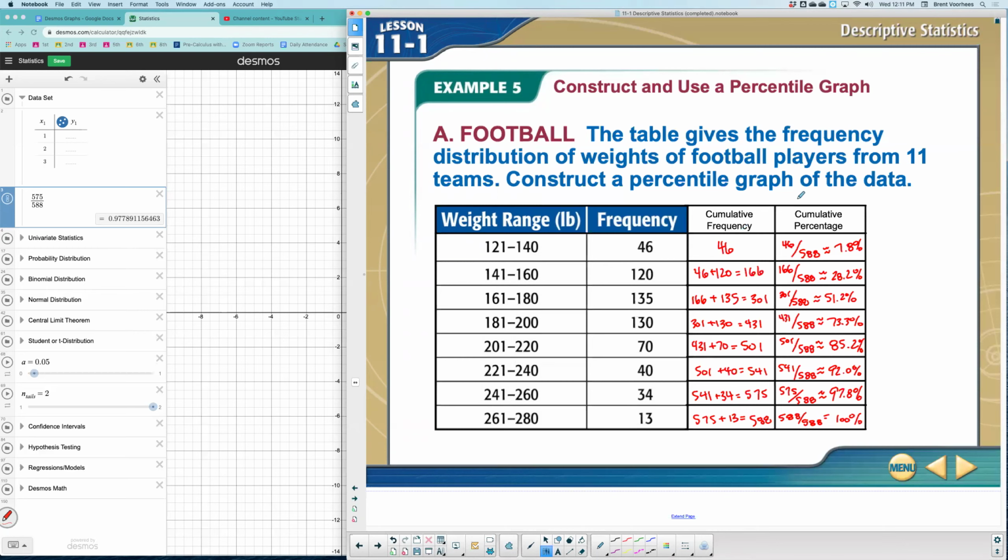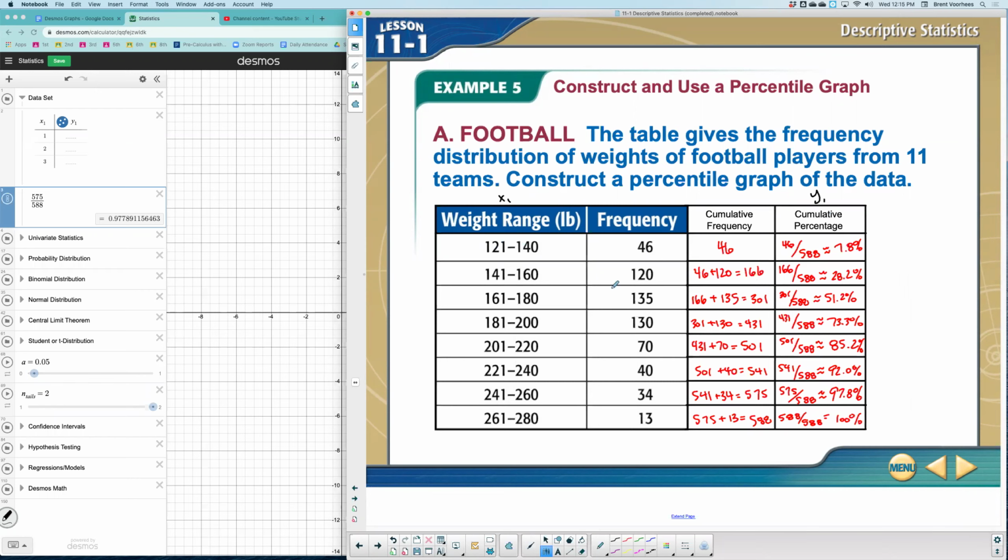Okay, so first, once you construct all that, now we can get to the graph. Now for the graph here, I'm going to start introducing how we can have two variables work together. I'm going to type this in as the x1 column, and this will be my y1 column. I'm just not going to use a percentage, I'll just type in the numbers.